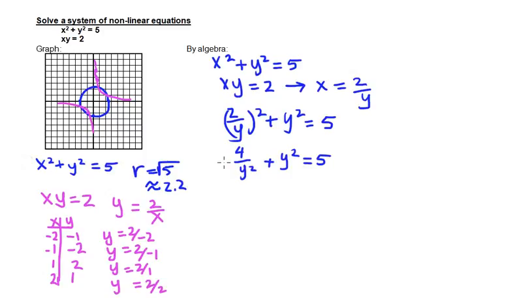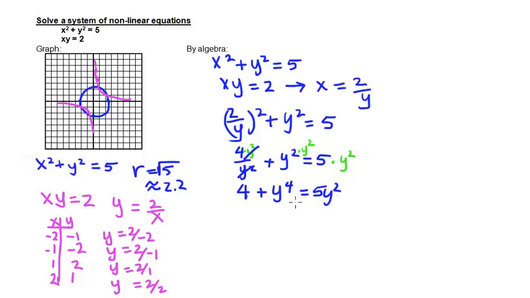So when I simplify this squared term, I can see that I've got y squared in the denominator, and I want to get rid of that by multiplying all 3 terms by y squared. So canceling in the first term, we end up with the simplified equation 4 plus, and then y squared times y squared gives us y to the 4th, is equal to 5y squared.